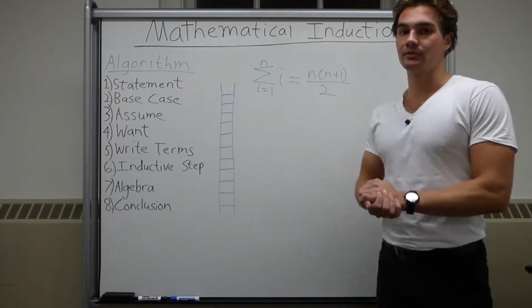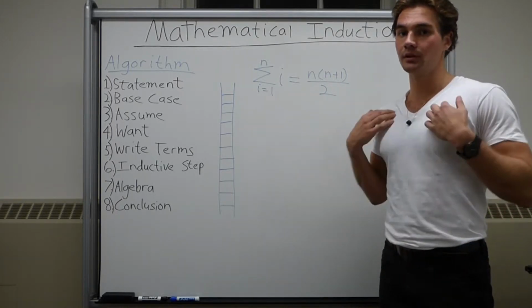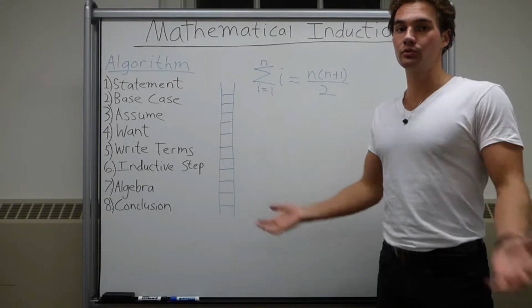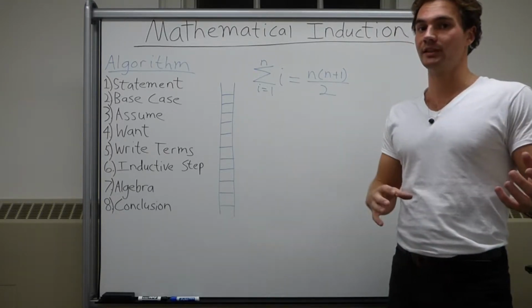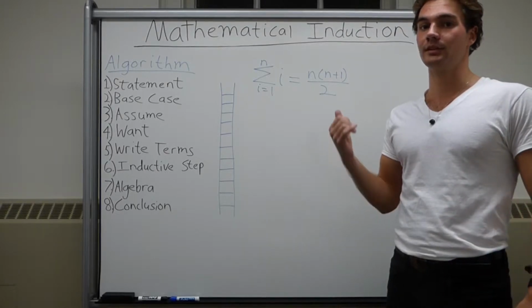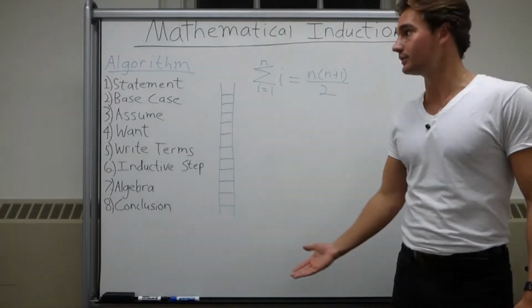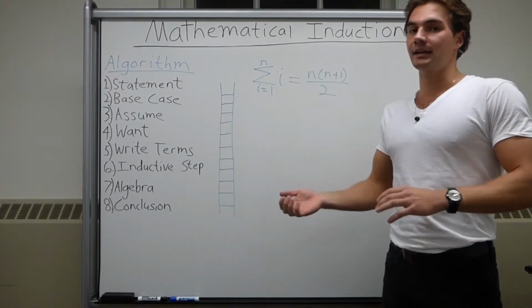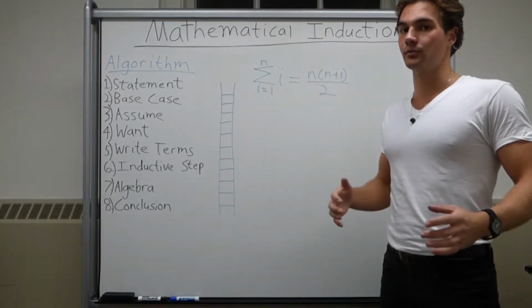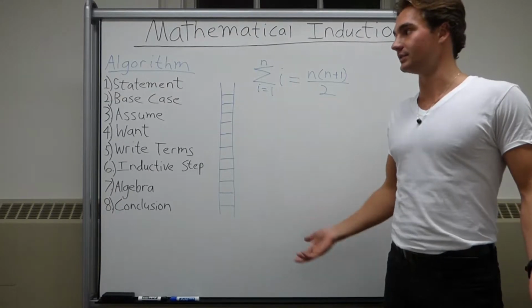Essentially, there is some statement that needs to be proven, and you assume that it's true, and you abstract away from the statement and replace the variables that they give you with other ones, and then you prove that it's good for the next term, and in essence that proves the entire statement for all cases.